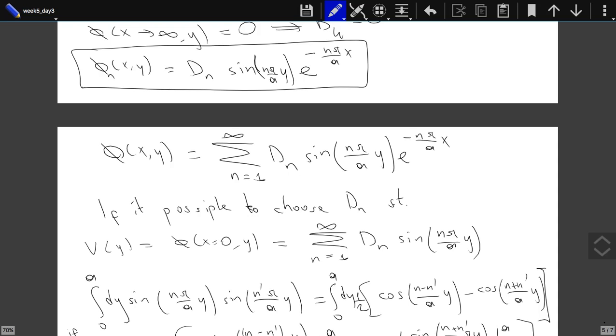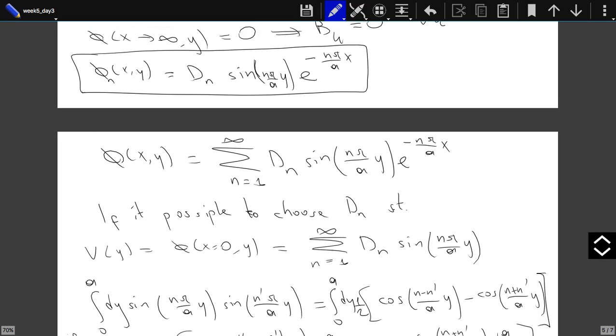Then comes into the game the Fourier theorem. So this nice guy, Fourier, proved for us that any function defined in a finite interval, you can always write it in this form. Of course, it has to be 0 at the boundaries. So Fourier already tells me that it is always possible to find this Dn. Okay, that is also great. So basically we are done.